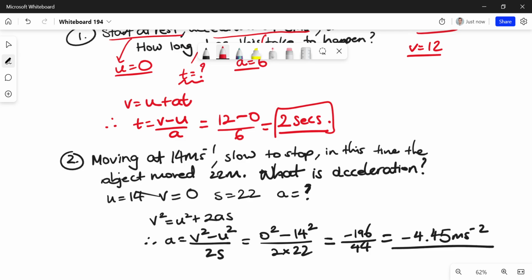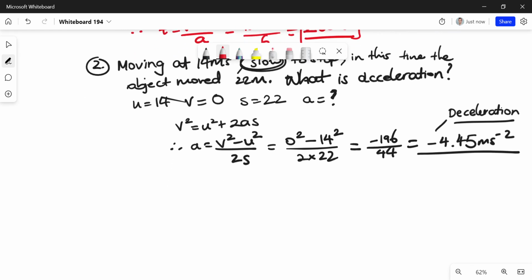So that's my answer for the acceleration. And if you're sitting there wondering, well, why is it a negative answer? The reason is because what it is actually representing is a deceleration. And the reason it's a deceleration is because this object, we were told in the question, is slowing, and what that means is that it is decelerating. So we can have an acceleration, which implies that the values are getting larger or becoming more positive, or a deceleration, which means that they are slowing down. So that's the value of our deceleration.